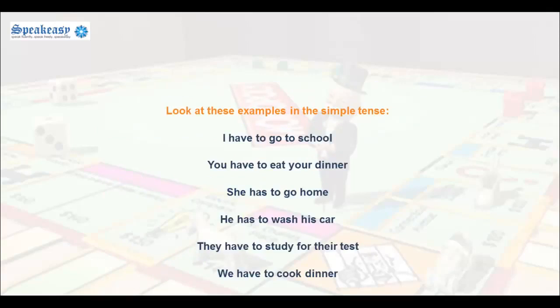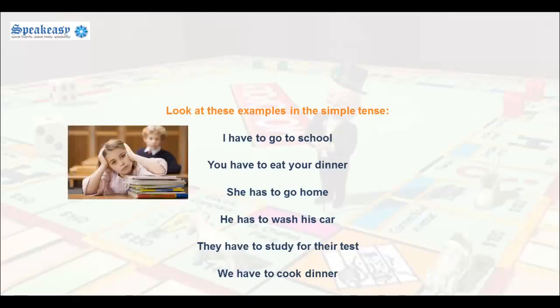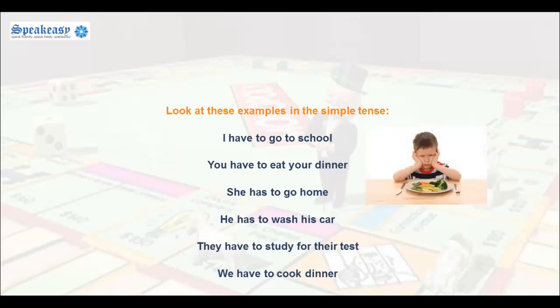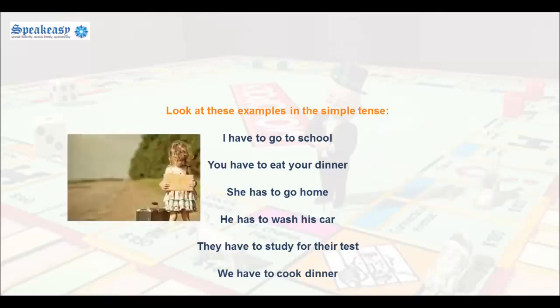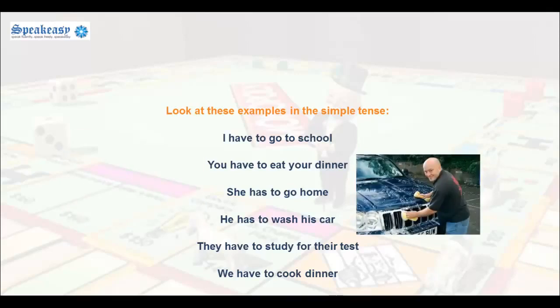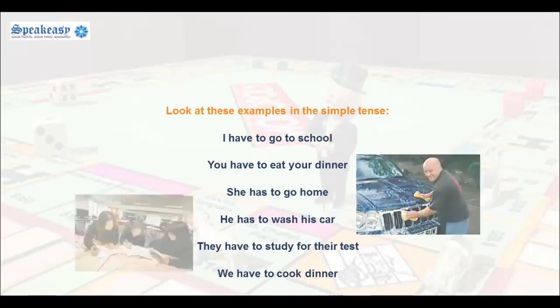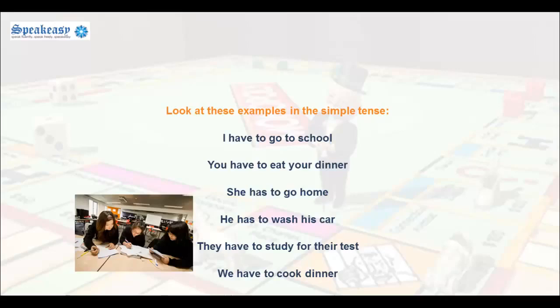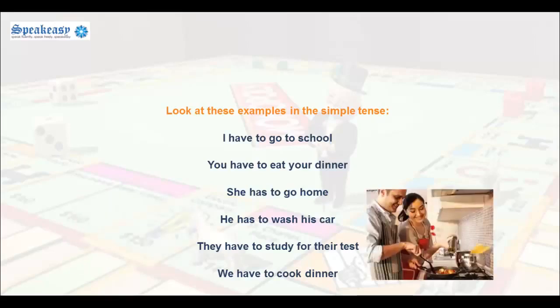Here are some more examples of sentences using have to. I have to go to school. You have to eat your dinner. She has to go home. He has to wash his car. They have to study for their test. We have to cook dinner.